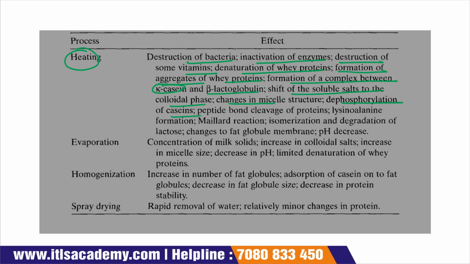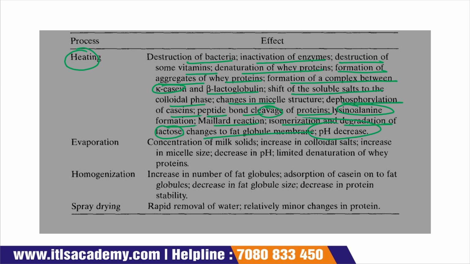dephosphorylation of casein, peptide bond cleavage of the protein, lysinoalanine formation, the Maillard reaction, isomerization and degradation of the lactose. It also changes the fat globule membrane, and pH decreases during the heating process.